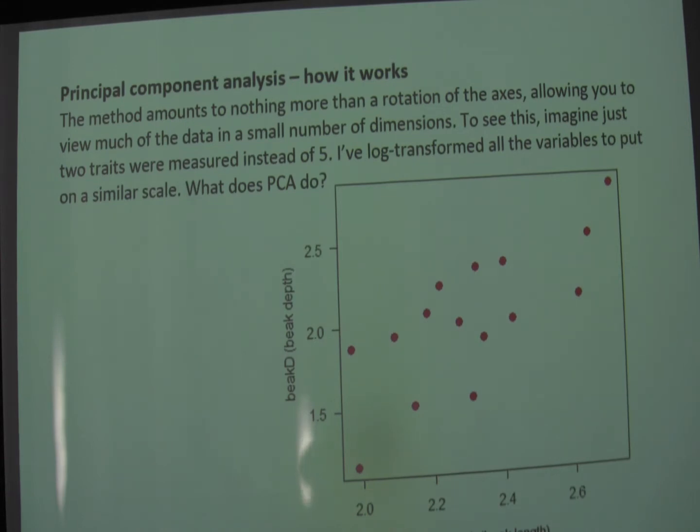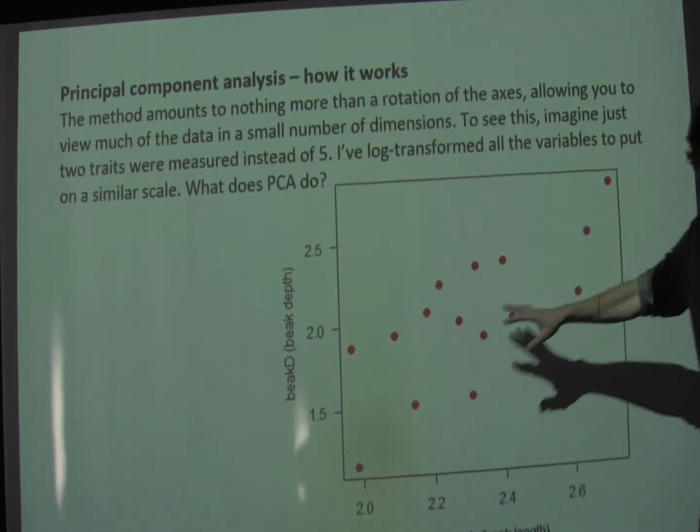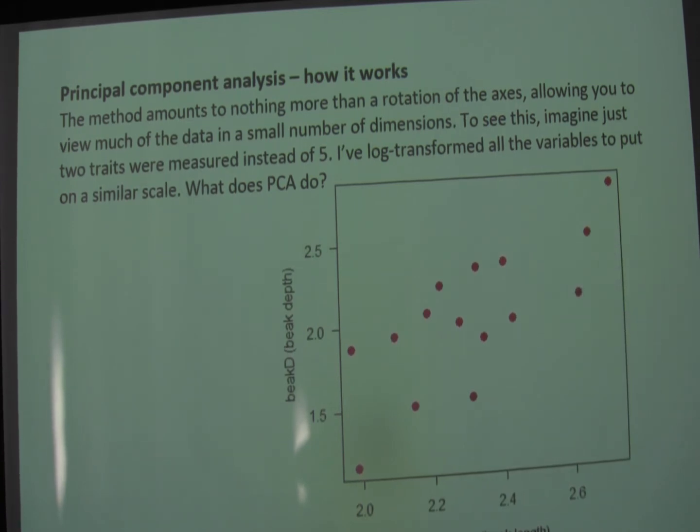So to illustrate this, I'm going to pretend that instead of 5 traits, we just measured 2. And I'm going to do a principal component analysis just based on 2 traits. It doesn't make a lot of sense to do that, other than it will help to illustrate how the method actually works. So the 2 traits that I've chosen are the length and the depth of the beak, and here are the 14 species. You can see there's some correlation between these 2 traits across the different species.